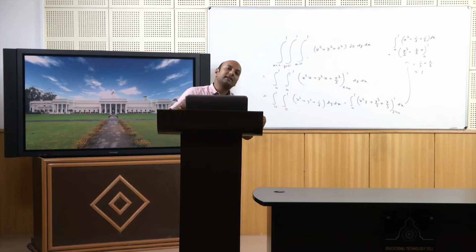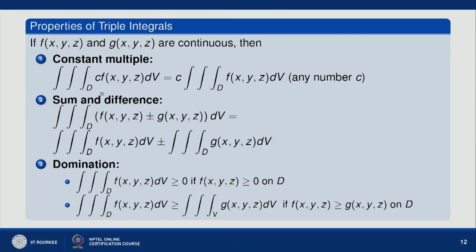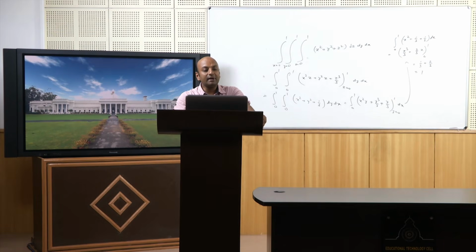of this slide. Okay. These are some of the properties of triple integral, like you can take a constant out, and if we have an addition or subtraction of two triple integrals, it can be written separately. And if f x y z is greater than or equal to 0 on D, then the triple integral of f x y z dv is also greater than or equal to 0. And similarly, if f x y z is greater than or equal to g x y z, then the corresponding triple integral of f will be greater than or equal to the triple integral of g.